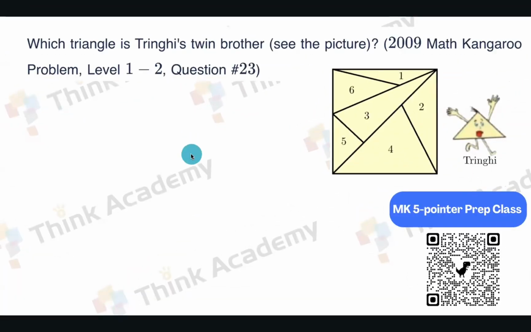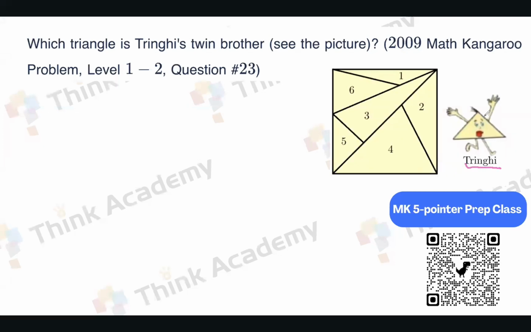All right, let's move on to day 9. So here we will also see a lot of different shapes. Which triangle is Twin High's twin brother? See the picture. So we need to see the features of the different triangles here. Let's first see Twin High. What's special about it? Everyone can tell me.